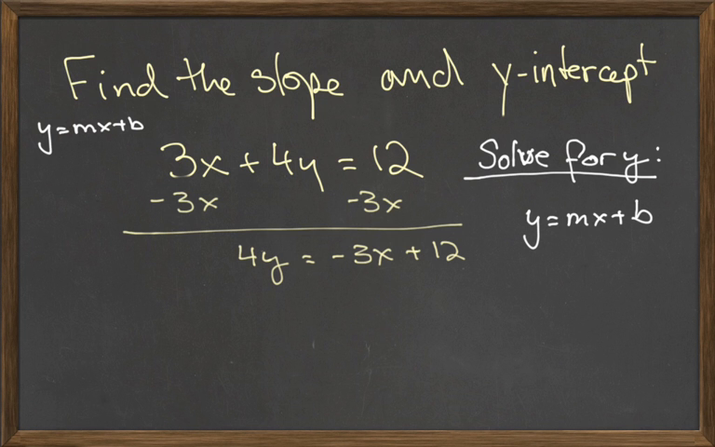Not always, but sometimes. Now we're going to divide by 4 and write it like so. Divide each one by 4, each term I mean. And you get y equals negative 3/4 x plus 3.